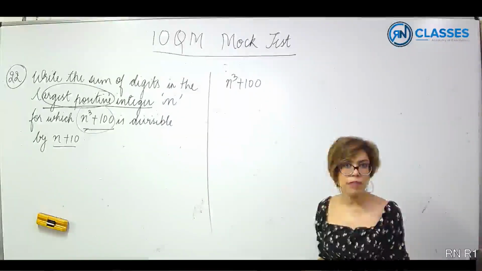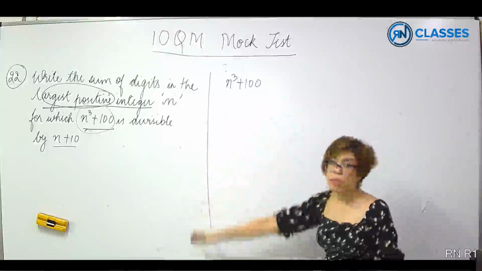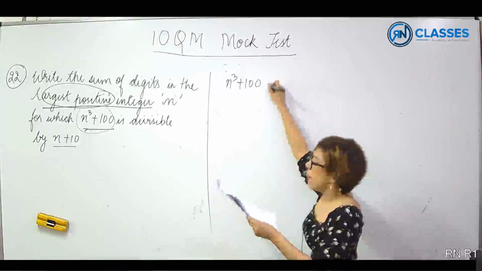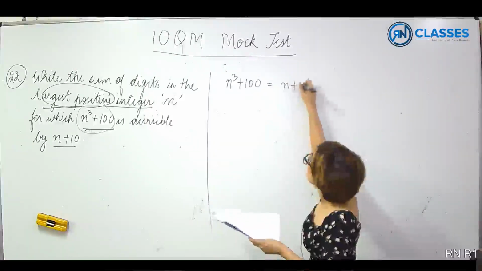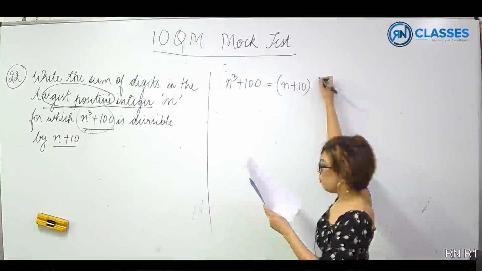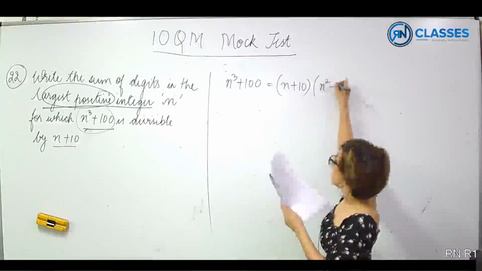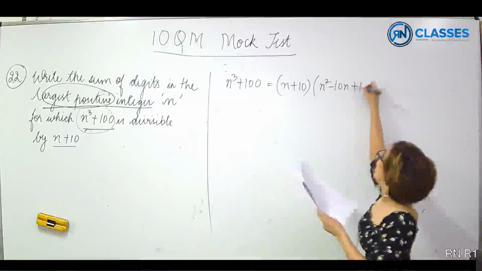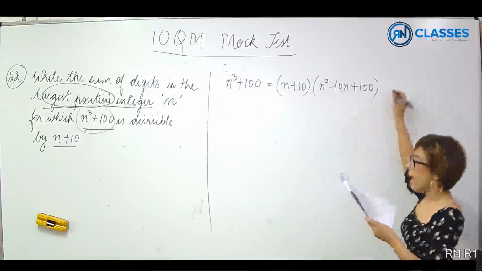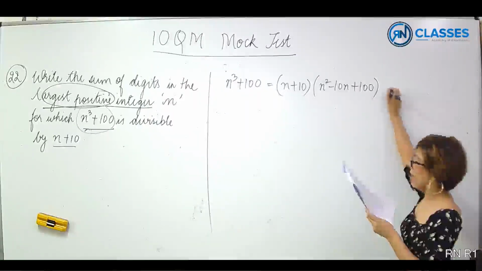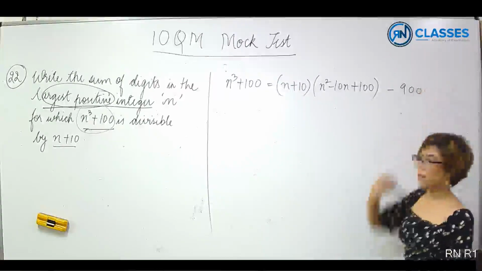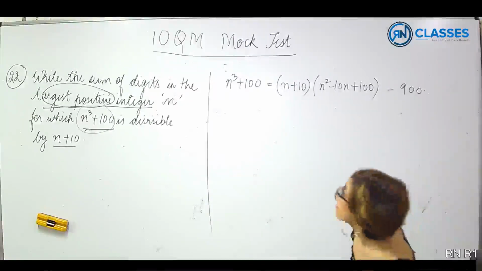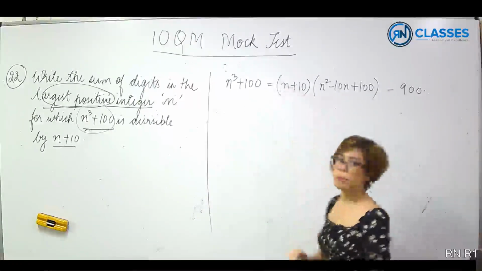So, let me just divide it first. Right? When I do that, obviously, you can do the division on your own. I will actually get n plus 10 into n square minus 10n plus 100, and this will leave a remainder of minus 900. Right? Now, he says this number should be exactly divisible by this.